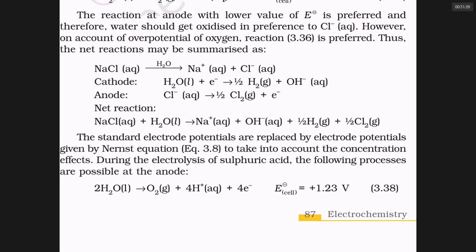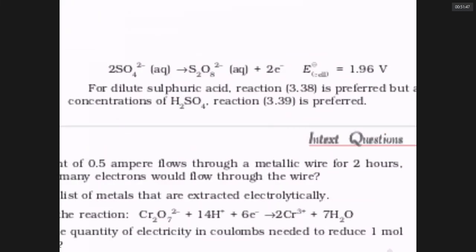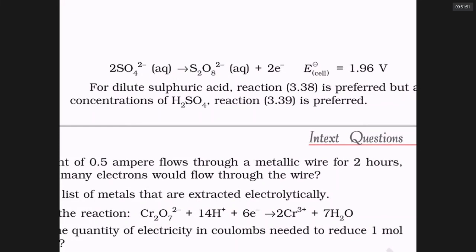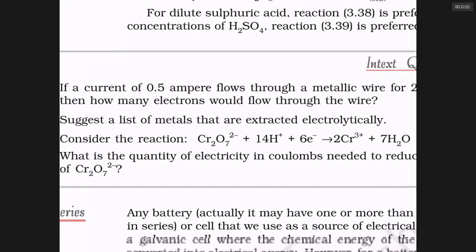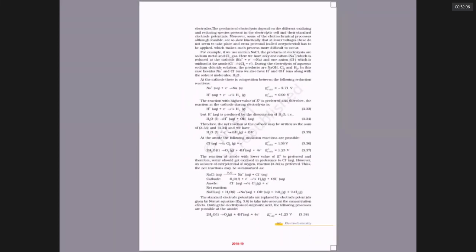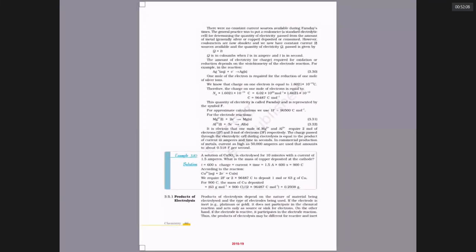When you take concentrated sulfuric acid and pass current, what happens is presented here. If the concentration of sulfate ions is higher, the sulfate ions will lose electrons. If the concentration of sulfate ions is lower, the water will lose electrons to give oxygen. It depends on how concentrated the sulfuric acid is. So this is a note on electrolysis. I want you to read the book line by line, have time.